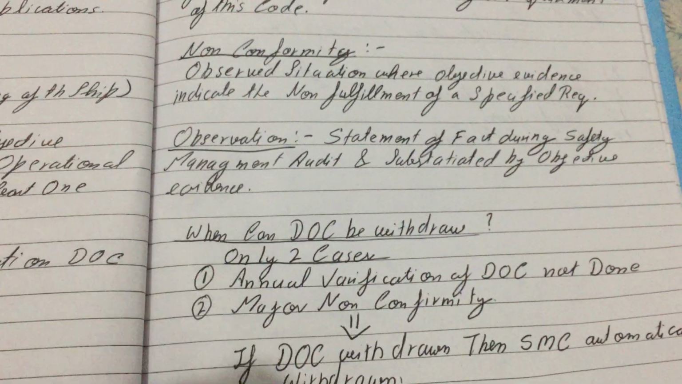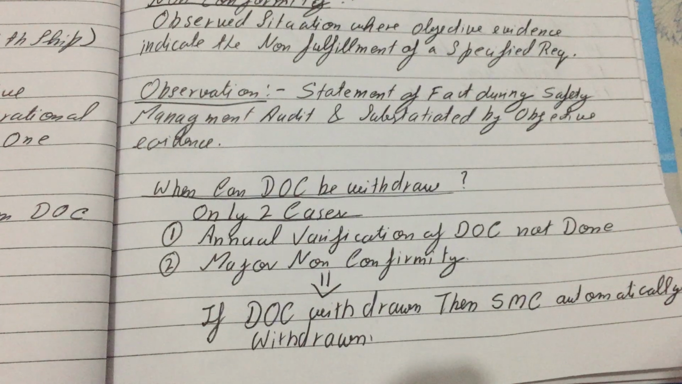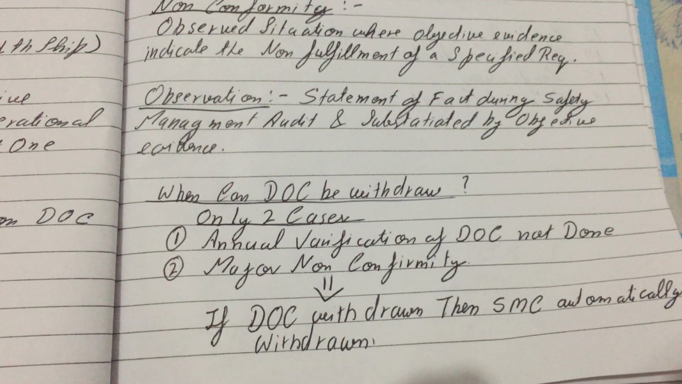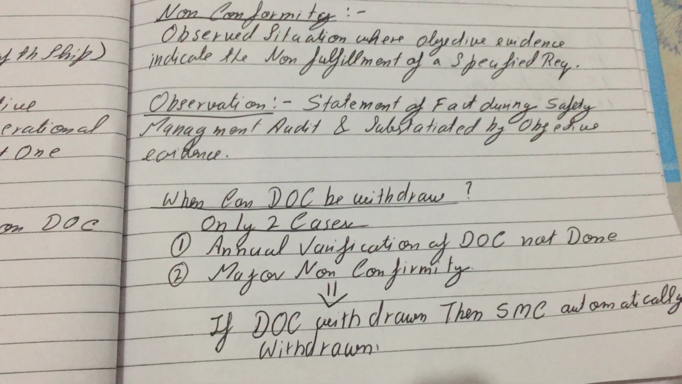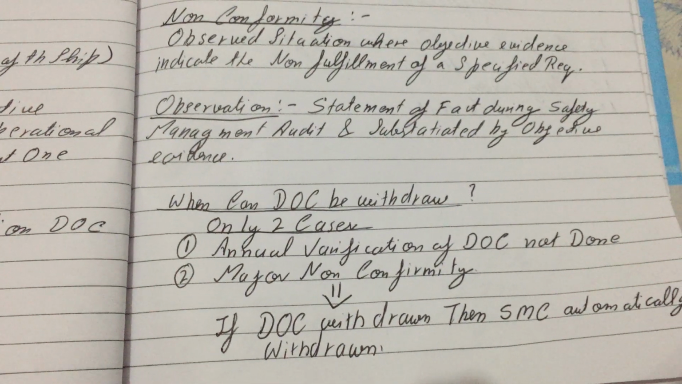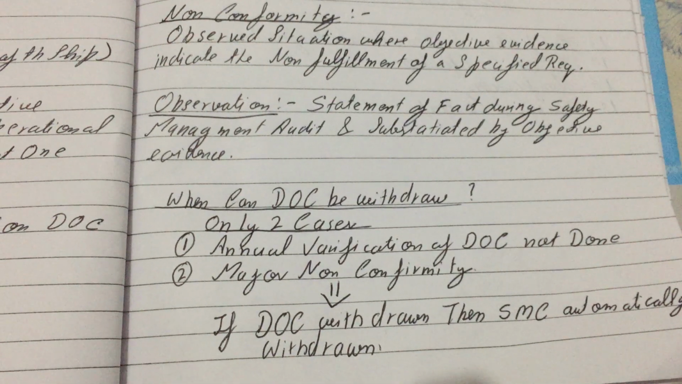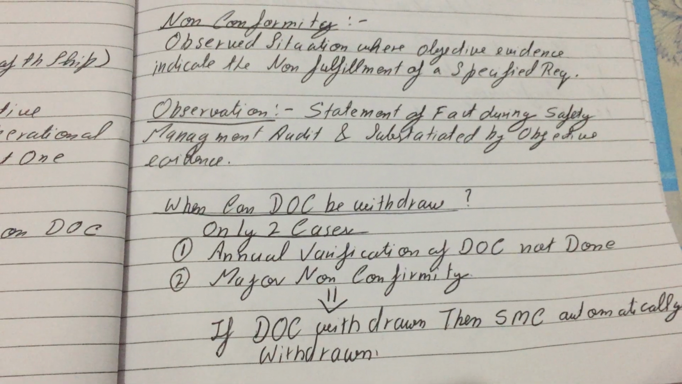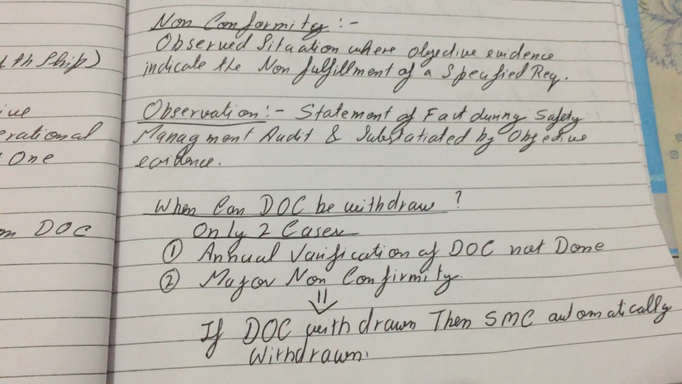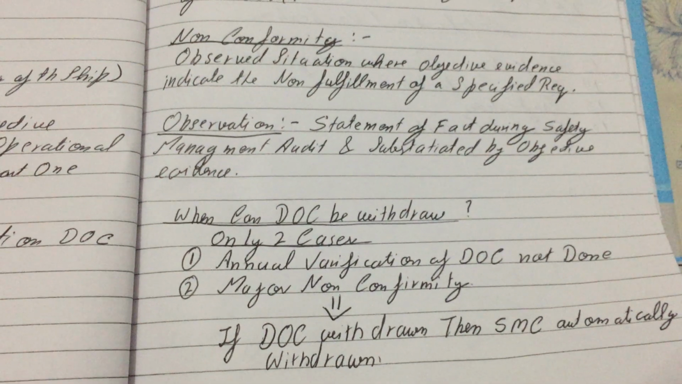So when can DOC be withdrawn? There are only two cases when DOC can be withdrawn. When annual verification of DOC is not done, when annual inspection of the DOC was there and you have not done that verification or inspection, then DOC can be withdrawn, or you have found a major non-conformity. So guys, if DOC is gone, if the company document of compliance is gone, then on board the ship management certificate is automatically withdrawn. This is understandable fact.